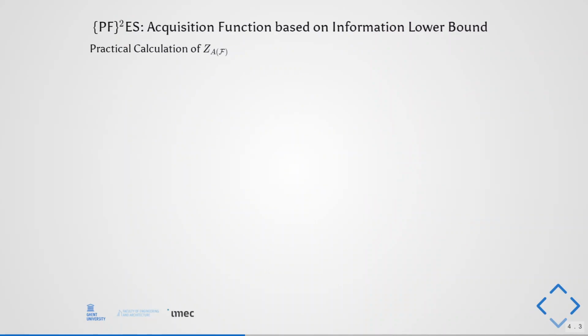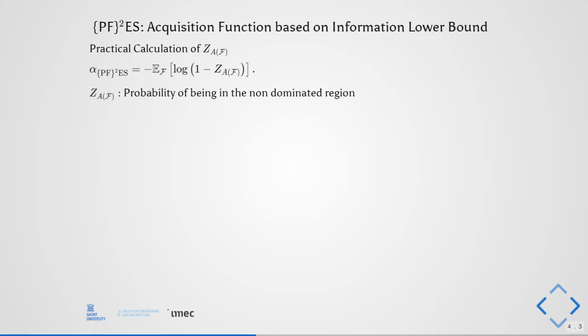So how should we calculate this complement of the normalization constant Z of A, or the probability of being in a non-dominated region? Well, this has actually been well established in multi-objective probability of improvement research.